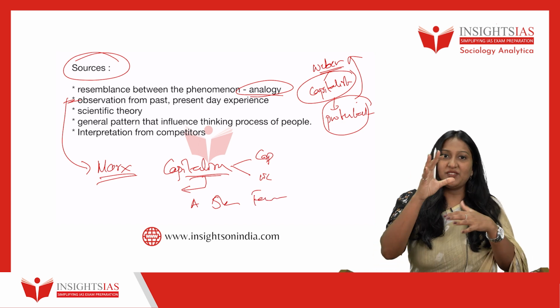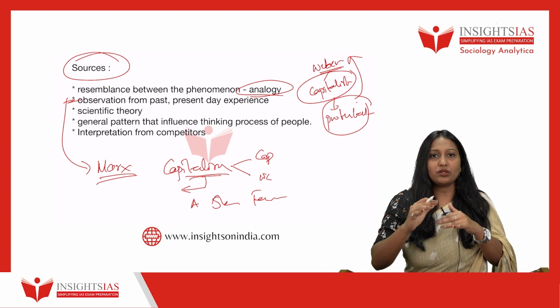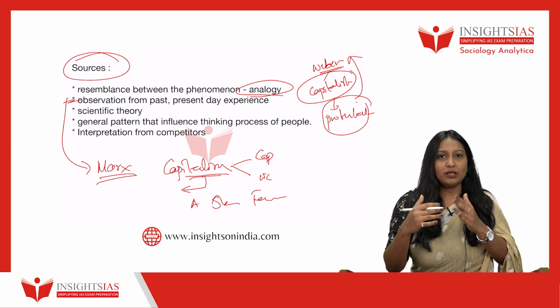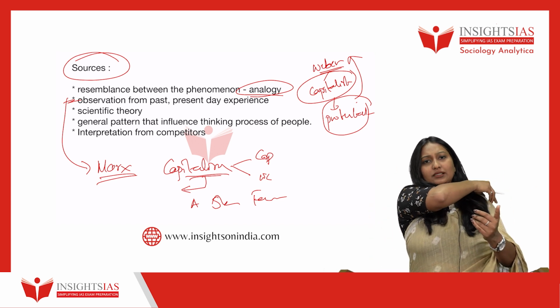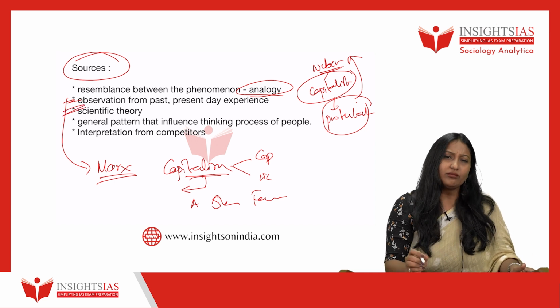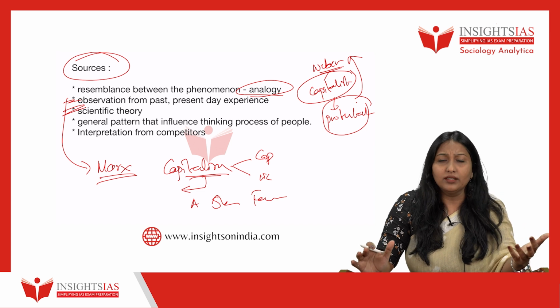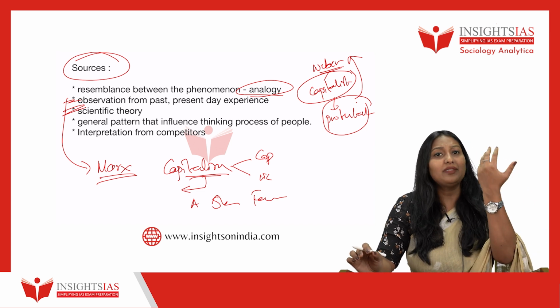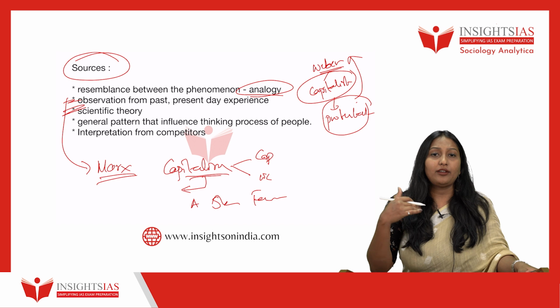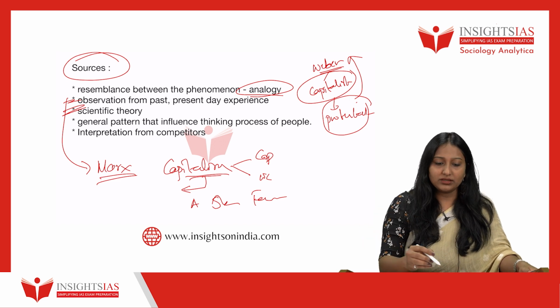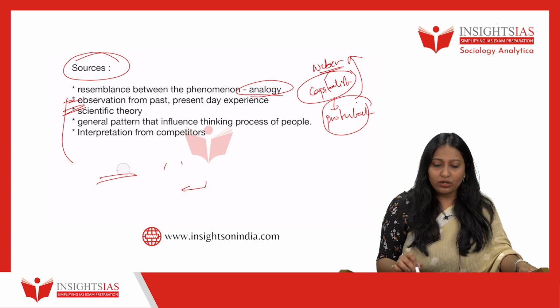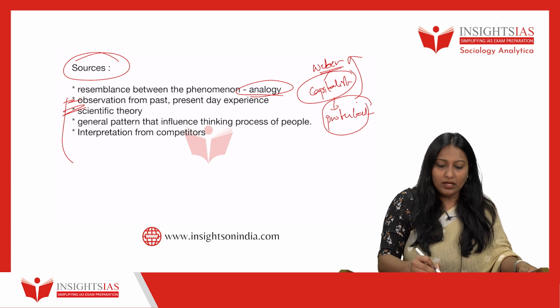So by observing the past and from present day experience also, you can make up a hypothesis. Next is scientific theory. Scientific theory is basically where somebody else has already given a theory. From that theory, you take a cue and try to make up a hypothesis. Let me take the example of William Harvey.